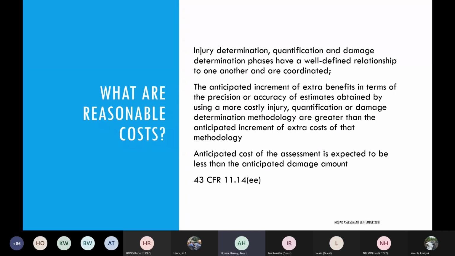So there's a couple of rules of thumb. I'm sure different agencies have different rules of thumb, but overall, reasonable costs are less than what you anticipate your damages are going to be.